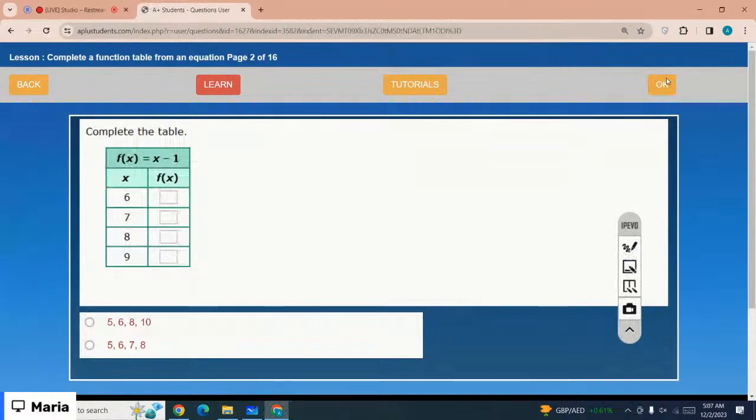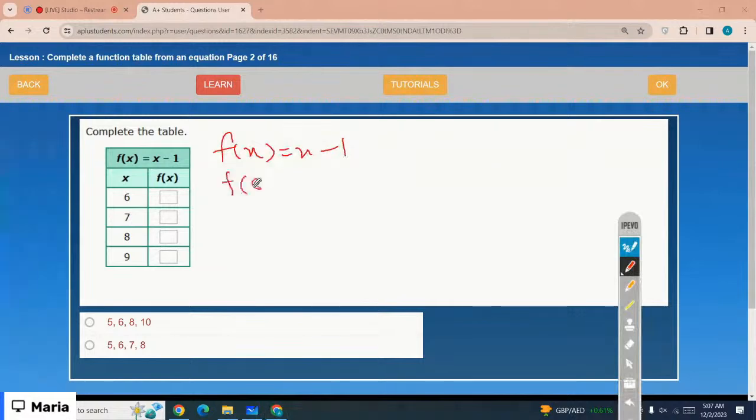Okay, the next one is complete the table. You have to evaluate for f of x equals x minus 1, and you have to evaluate on x equals 6, 7, 8 and 9. So let's just evaluate. The function is f of x equals x minus 1, and you have to evaluate on x equals 6. So f of 6 equals 6 minus 1, that is 5. So here you have 5, right?